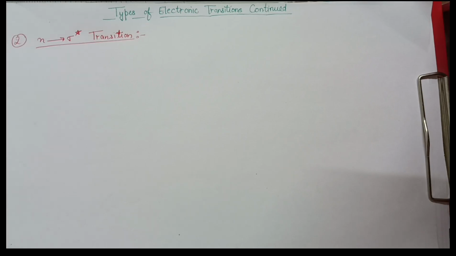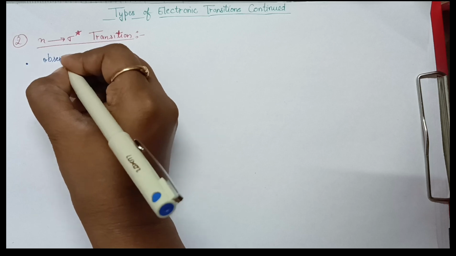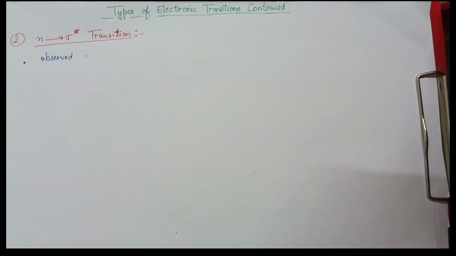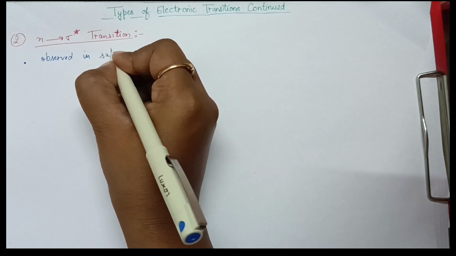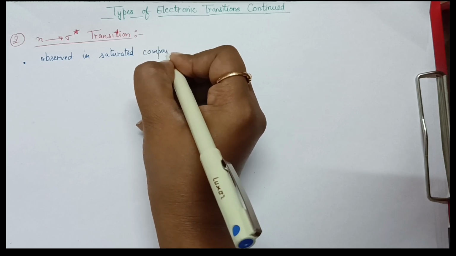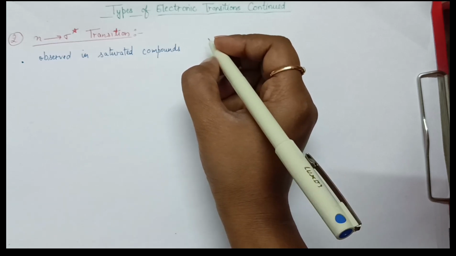So in the previous video we were discussing the types of electronic transitions. We will continue with that topic, and today we will discuss the second type of transition, that is n to sigma star transition. These types of transitions are observed in saturated compounds containing heteroatoms with lone pairs of electrons.